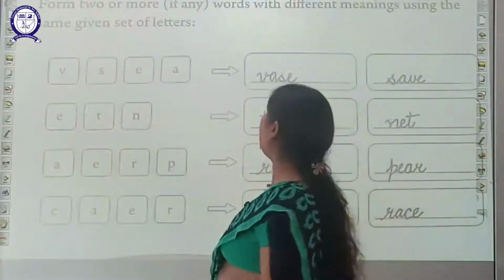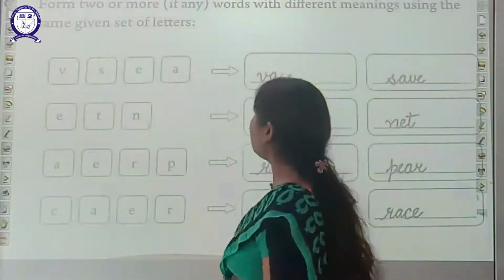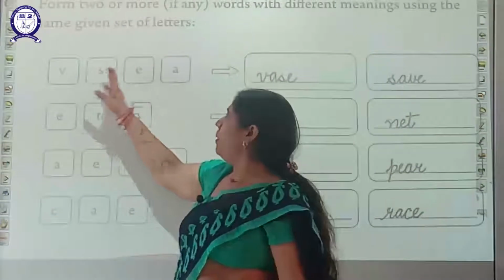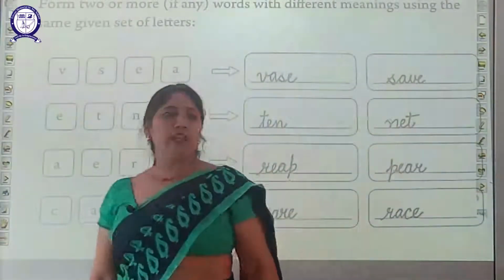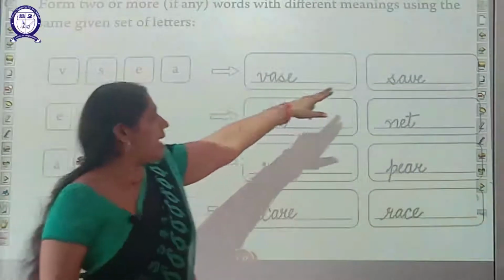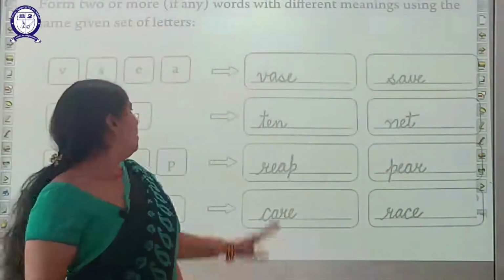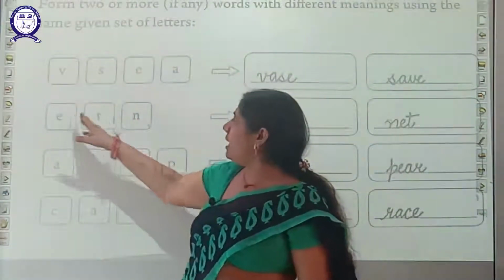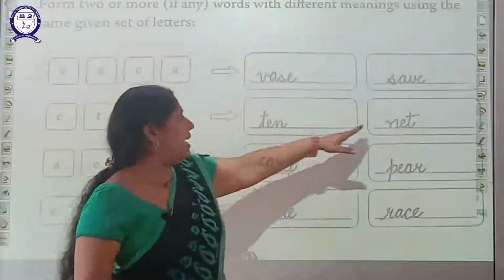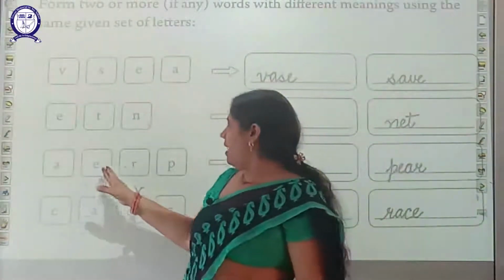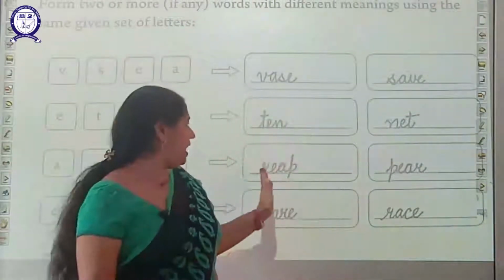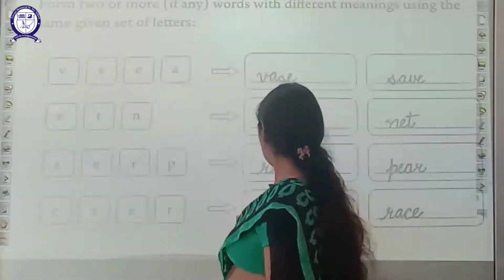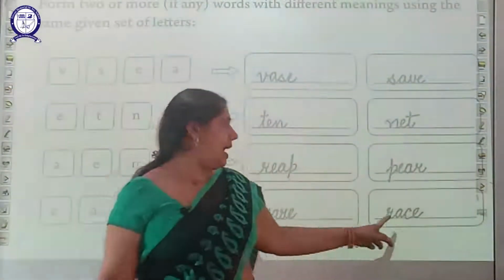Form two or more words with different meaning using the same given set of letters. We have given some sets of letters like W, S, E, A. So let's make new words from these letters, waste and save. We have to use only these letters to make the words. Next, E, T, N. So T, E, N, ten, and N, E, T, net. A, E, R, P. So reap and pear. C, A, E, R. So friends, C, A, R, E, care, and race.